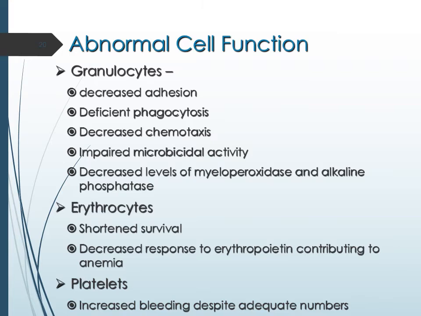Now, what about the platelets? Because of the dysfunction in the platelets, you have bleeding that occurs despite adequate platelet numbers. So there is a qualitative defect here. You might see giant platelets, hypogranular platelets, and platelets with large fused granules.